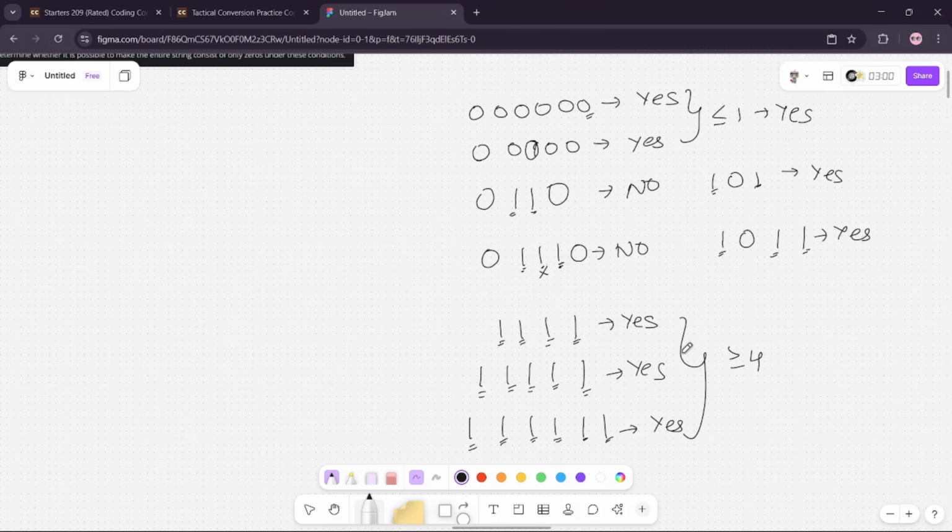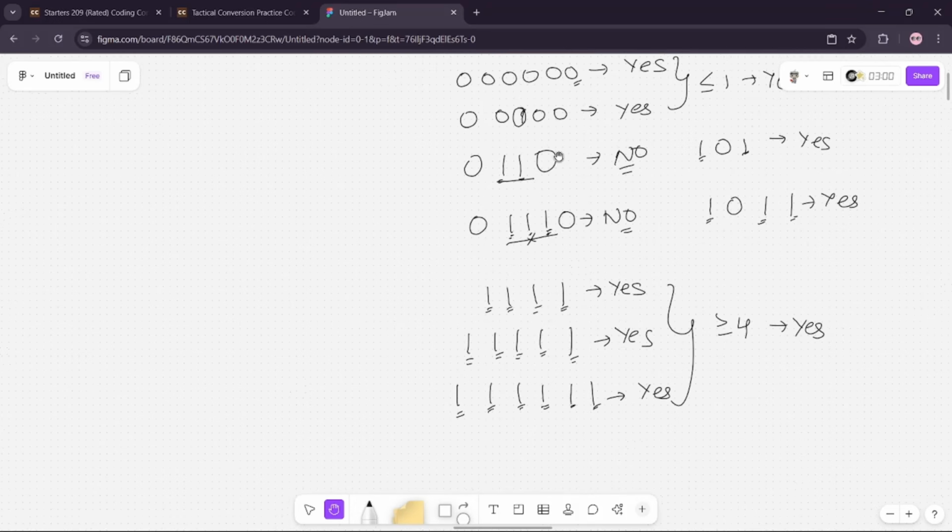And when I say the number of ones in the given string is greater than or equal to 4, it doesn't matter whether they are adjacent to each other or non-adjacent to each other. The answer is always yes. So the only cases where there is a possibility of no is when there are two ones in the given string or three ones in the given string and they are consecutive to each other, in a continuous order. So how do we check whether the given indexes are consecutive or not?